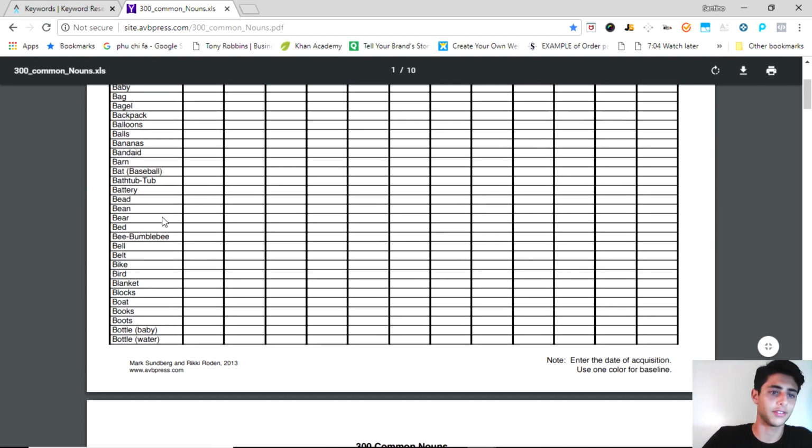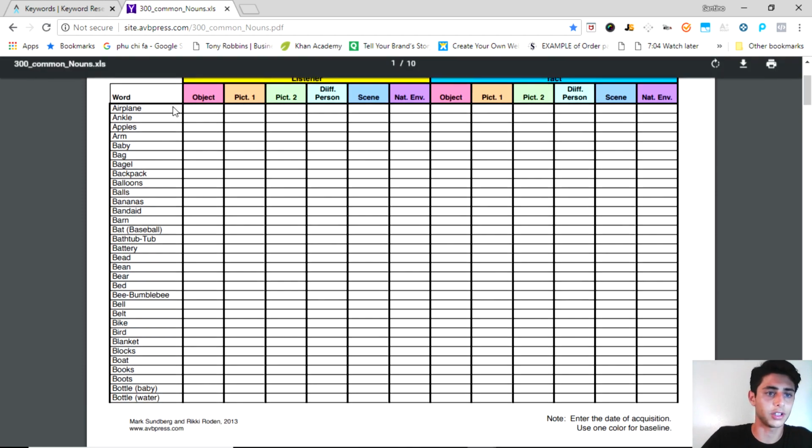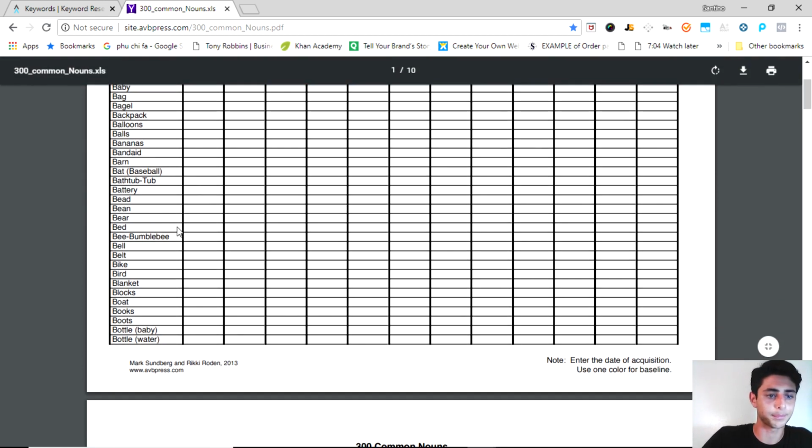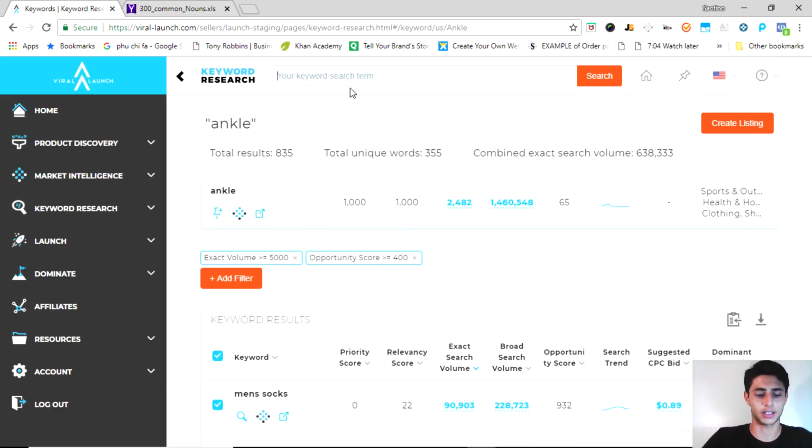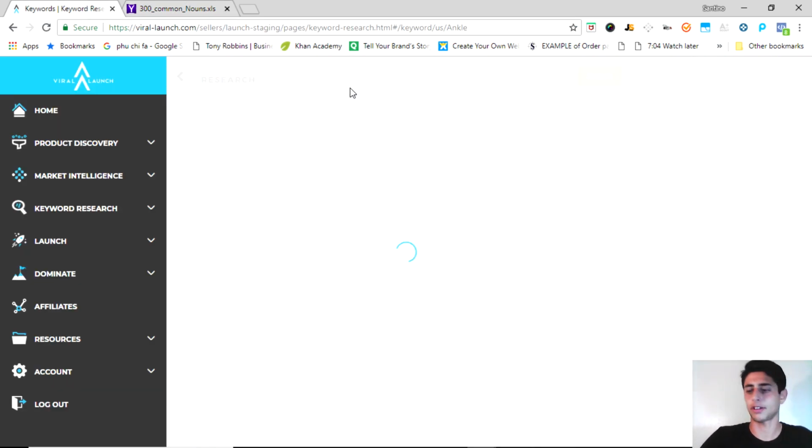So I just kind of use one keyword per beginning letter. So since we just used A, we'll go to B. Let's go ahead and use something random. Balloons, balls, bandanas, band-aid, barn, bat, bathtub. Let's use barn. So just grab this keyword, plug it into Viral Launch Keyword Research, hit enter.